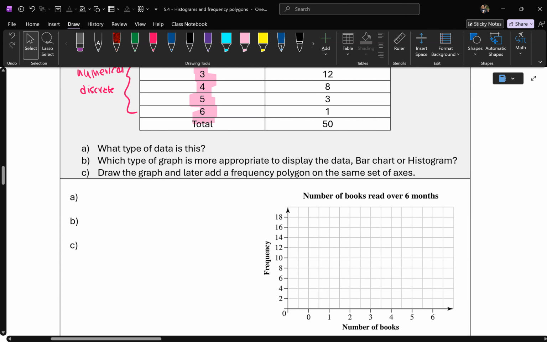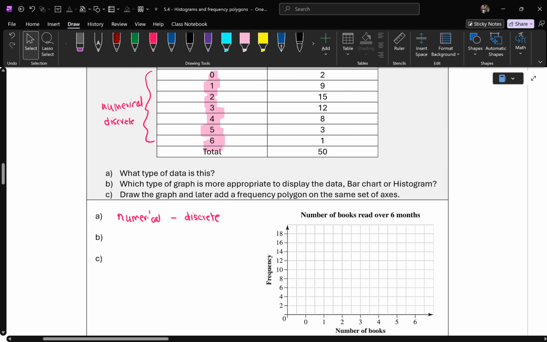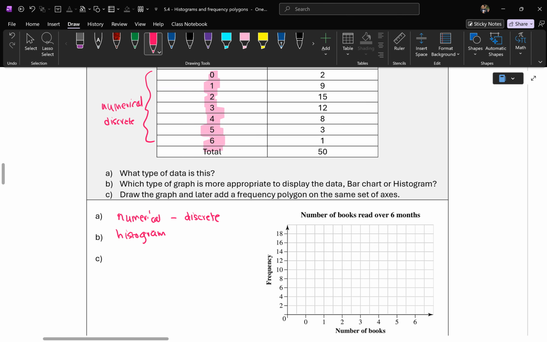What type of data is this? You said numerical, but specifically, we know it's discrete. Which type of graph is more appropriate to display the data, bar chart or histogram? Hopefully, at this point, I've drilled in histogram. It's because the x-axis is continuous. Bar graphs are only for labels. That's why they're separate. Histograms have no gaps. So histogram is more appropriate.